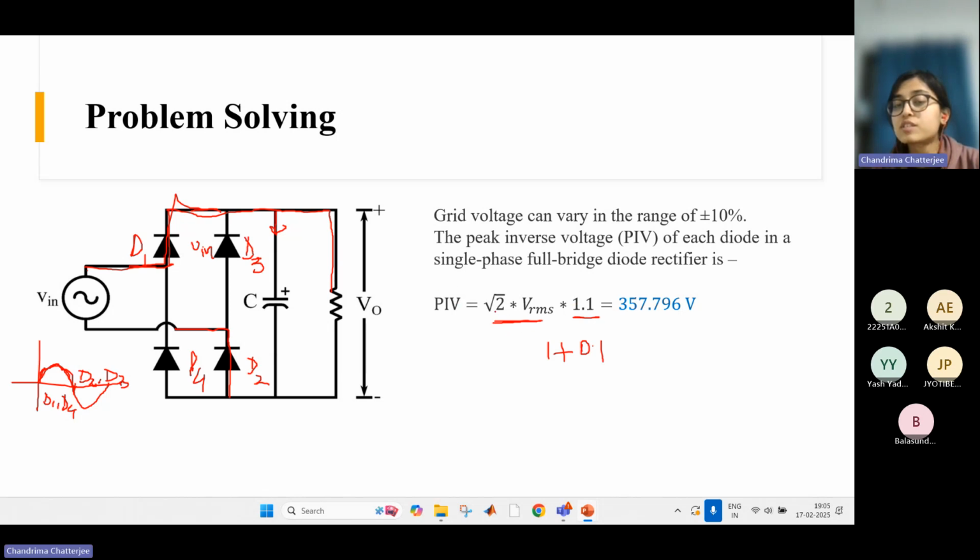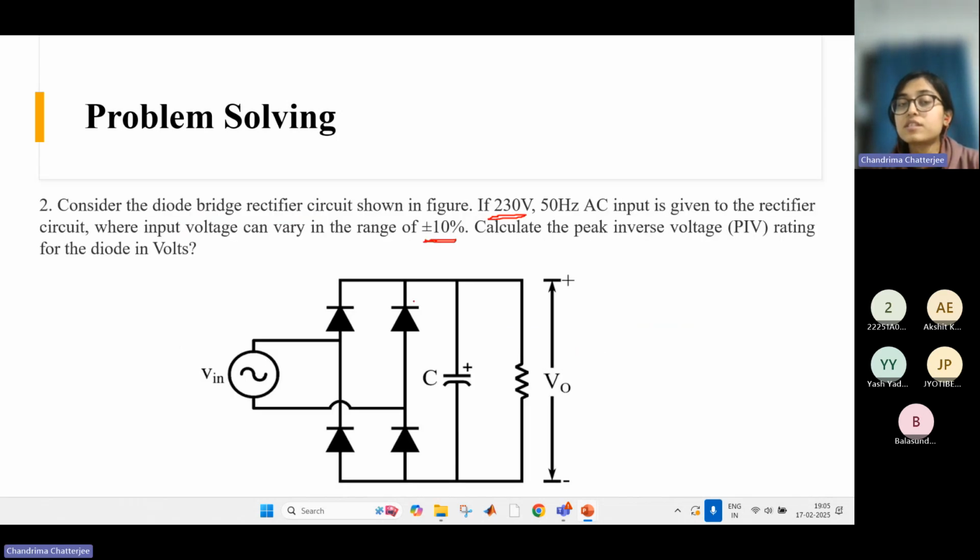That gives us the peak inverse voltage of the diode. From the name itself you can understand that the peak inverse voltage is the peak voltage that the diode needs to block in the reverse biased condition, and the value is 357.796 volt. VRMS we have taken as 230, it is already mentioned, and 1.1 is due to the range given to us, because they have said that grid voltage can vary in the range of plus minus 10%.